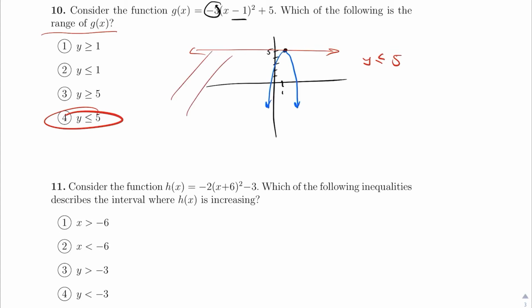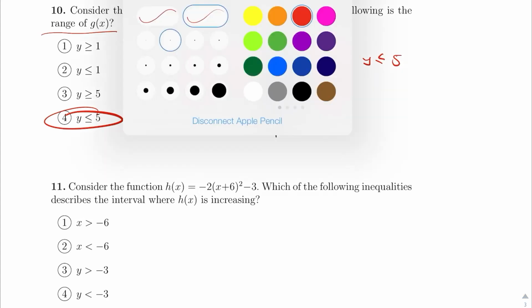So all the y values less than 5 get hit. Consider the function h of x equals -2 times (x plus 6) squared minus 3. Which of the following inequalities describes the interval where h of x is increasing?